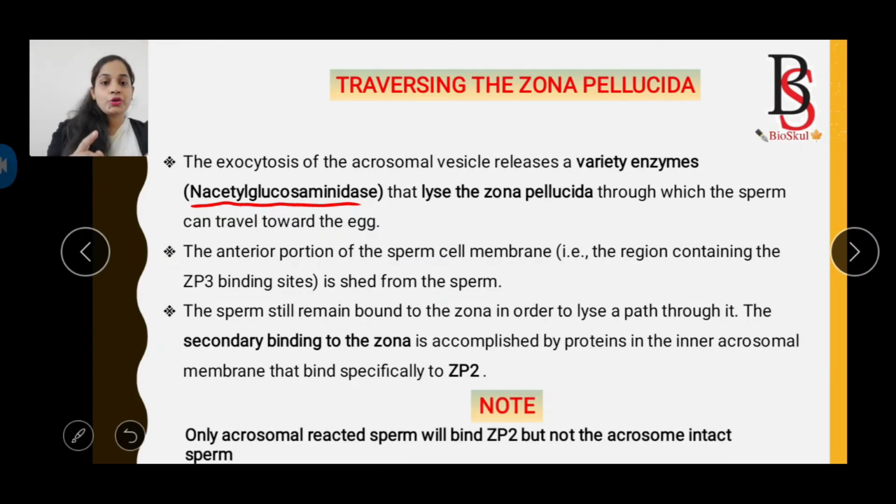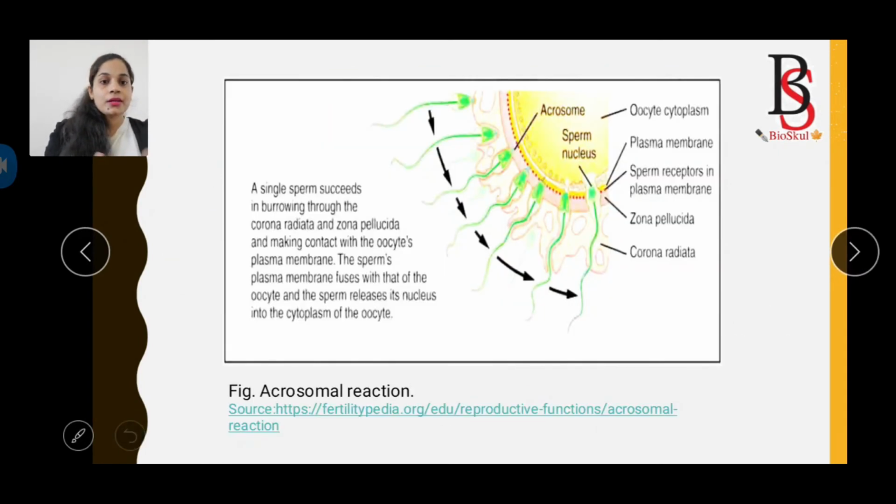Point to be noted, only acrosomal reacted sperm will bind to ZP2, but not acrosome intact sperm. So here in the diagram, only one sperm is able to travel through the corona radiata and reach the zona pellucida. In the zona pellucida, the sperm binds to the N-acetyl glucosamine of ZP3. How will it bind? Because the sperm has some proteins like SED1, GalT, ADAM3 and ADAM2.